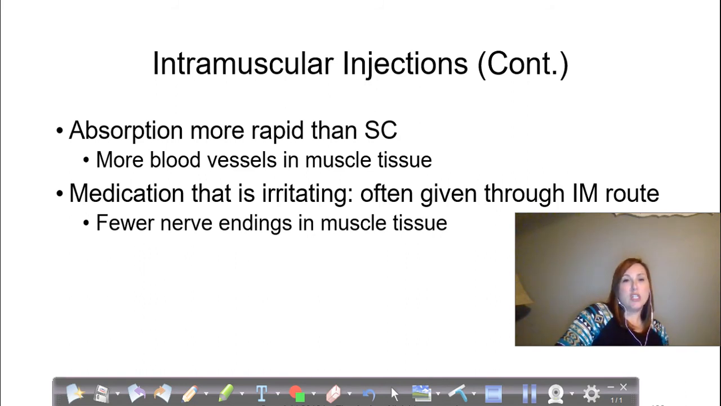When you give an IM injection, that absorption is going to be more rapid than when you give it in the fatty tissue. Medication that's irritating is often given through the IM site, just because there's fewer nerve endings in muscle tissue.